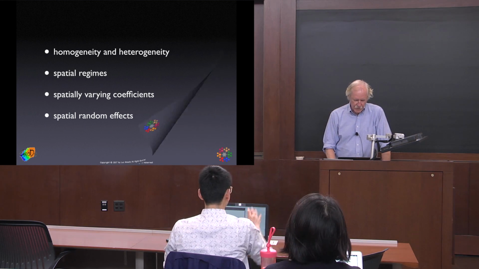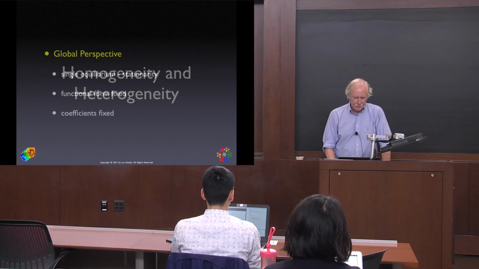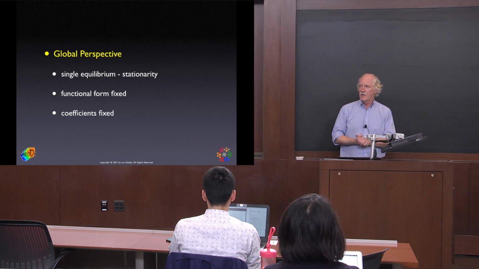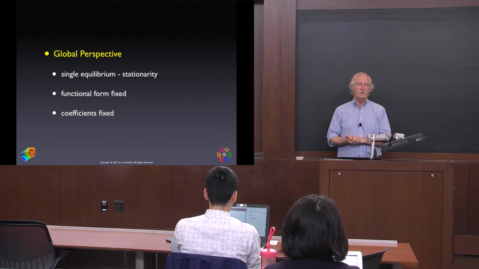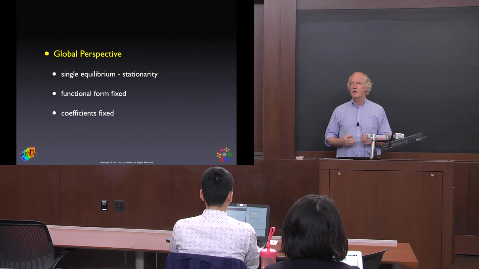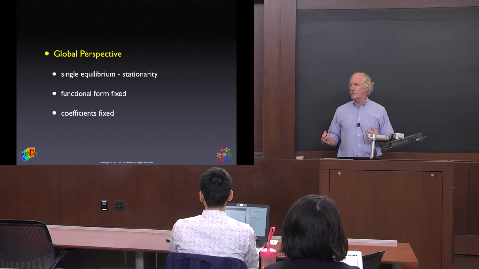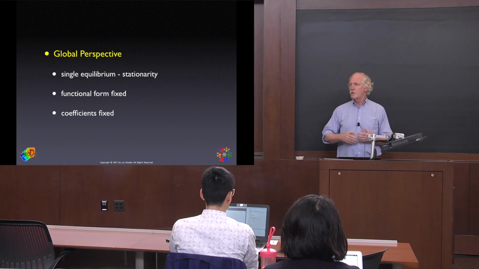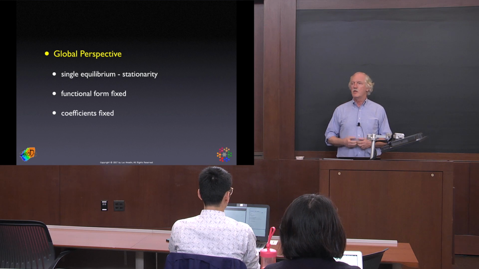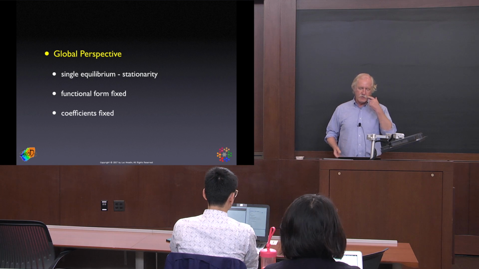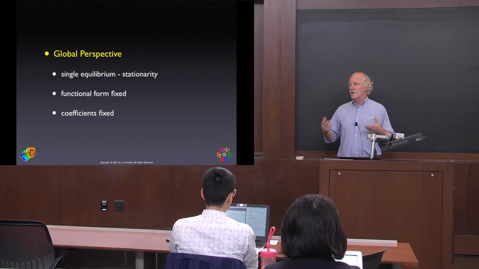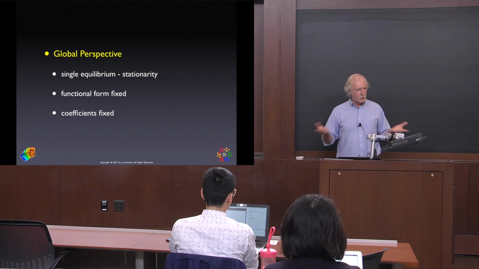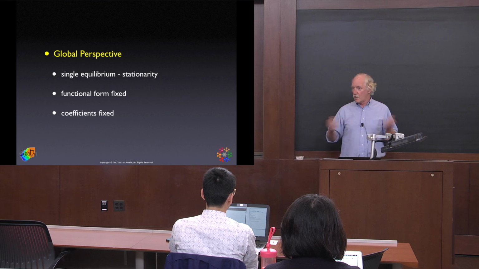So let's first start with the basic concepts, homogeneity and heterogeneity. In essence, this is a tension between a global perspective and a local perspective. The global perspective is a traditional notion of an equilibrium. There's a single equilibrium. The process is stationary, which means it has reached an equilibrium, which means that basically what you see is not going to change. So it's the same everywhere. The functional form is constant throughout. The coefficients are constant throughout.